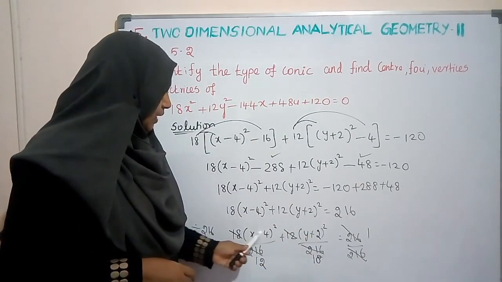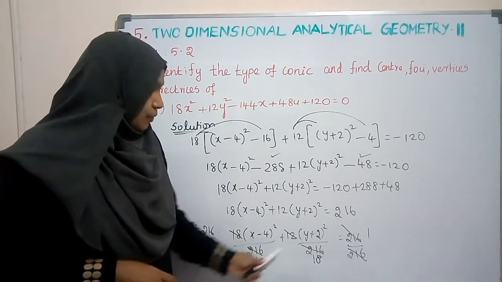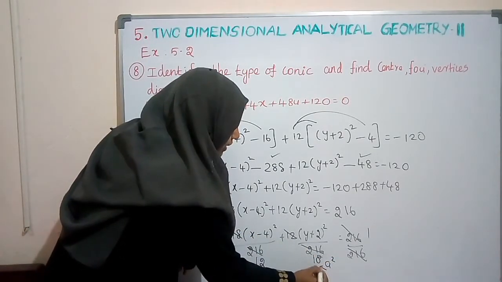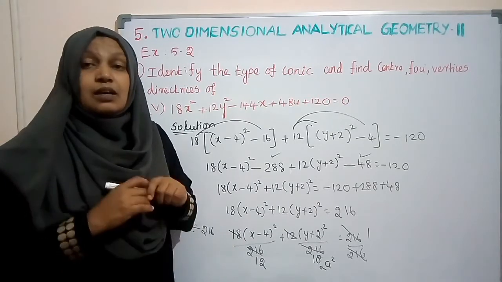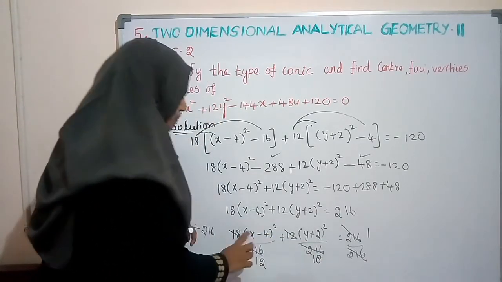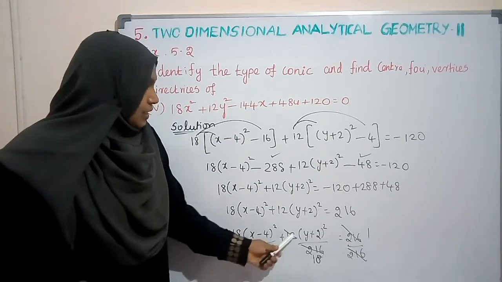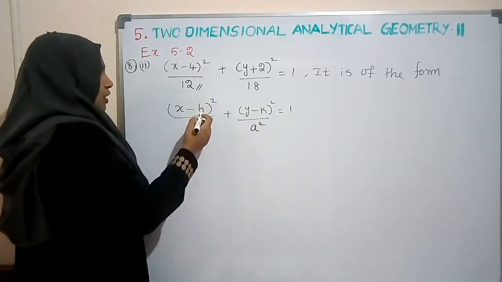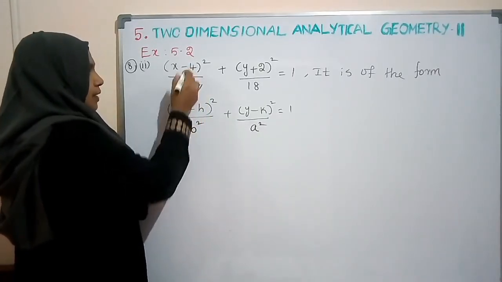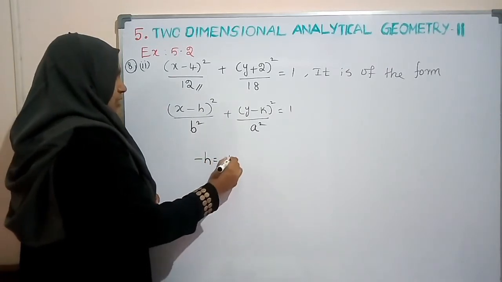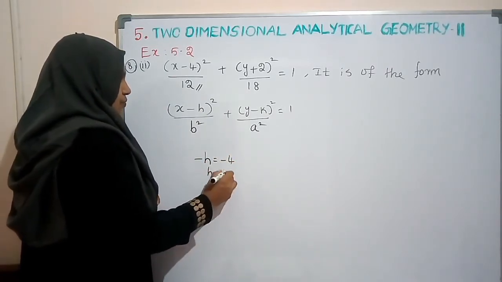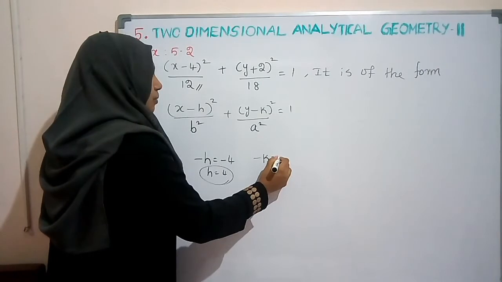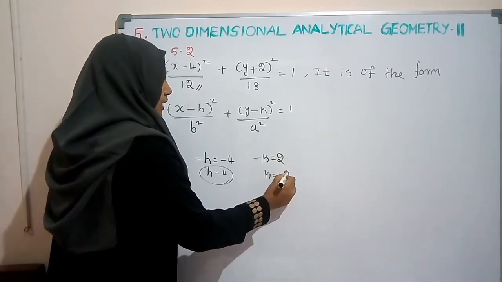It is in the form of x minus h the whole square by a square or b square, whichever is greater. 18 is greater. So 18 is greater means here only we should take a square and the smaller value we can tell it as b square. So it is in the form of x minus h the whole square by b square plus y minus k the whole square by a square which is equal to 1. Compare these two equations. Minus h is minus 4, so h is equal to plus 4. Okay. And minus k is plus 2. In the place of minus k we have plus 2. So k is equal to minus 2.